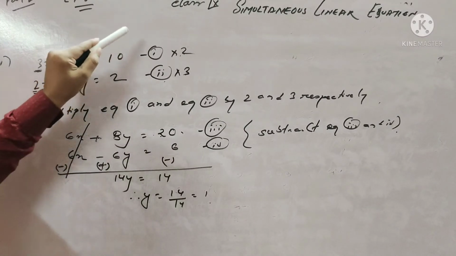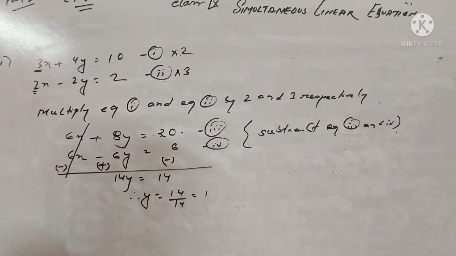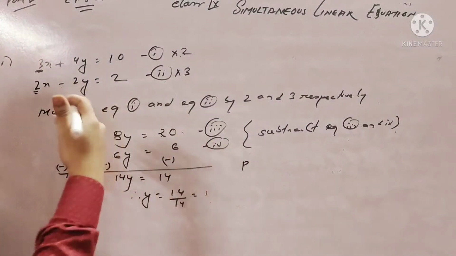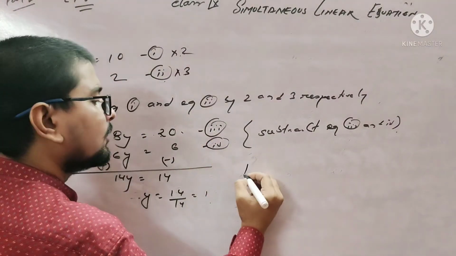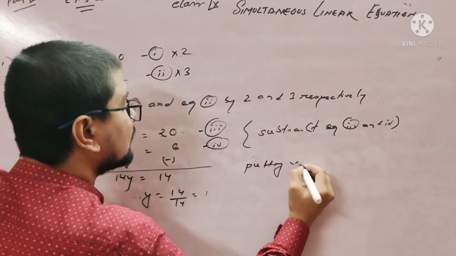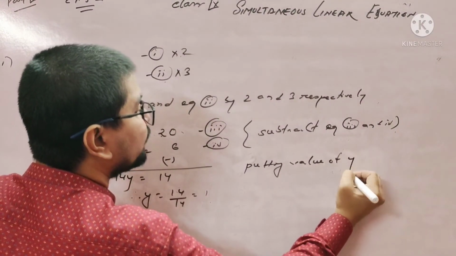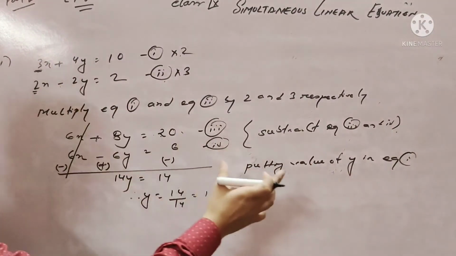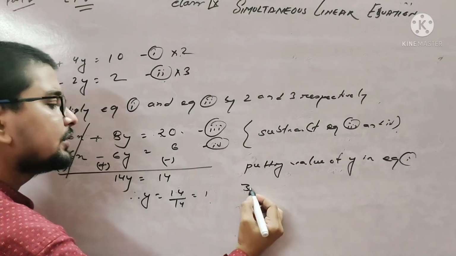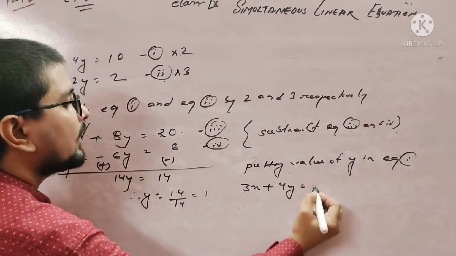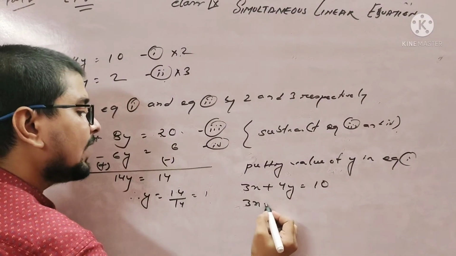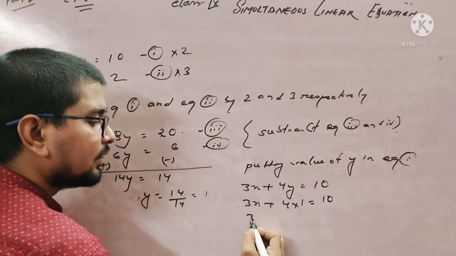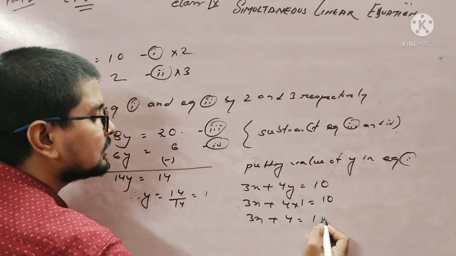You have equations 1, 2, 3, 4. Just put the value of y in any equation as you wish. So I want to put the value of y in equation 1. What is equation 1? That is 3x plus 4y equals 10. So 3x plus 4 in place of y, we write 1, equals 10.